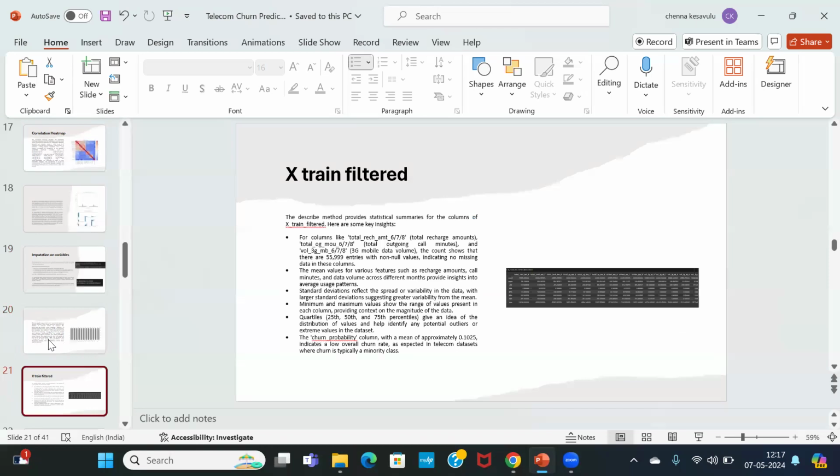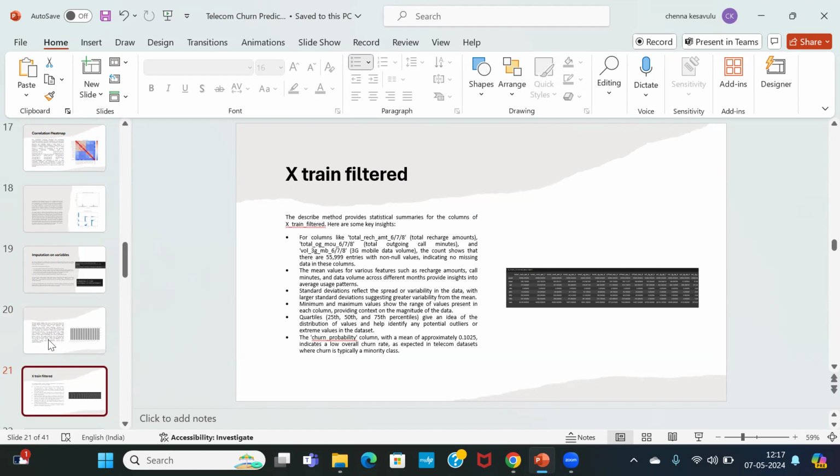Next slide. I'm going to explain about the describe method, which provides statistical summaries for the columns of X_train filter. Here are some key insights. For columns like total recharge amounts, total outgoing call minutes, and 3G mobile data volume, the count shows that there are 55,999 entries with non-null values, indicating no missing data in these columns.